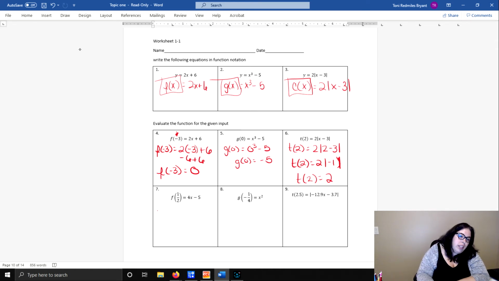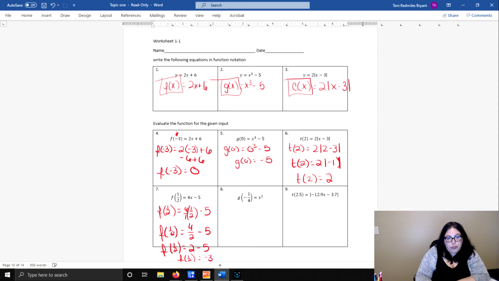This time I have to put a fraction in. When I input 1/2 in for x, which isn't as bad as you may think, that's going to turn out as 4/2, which is just 2. And 2 minus 5 is going to be -3. So when I input a 1/2, I get a -3 out.